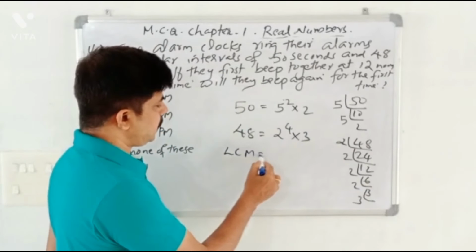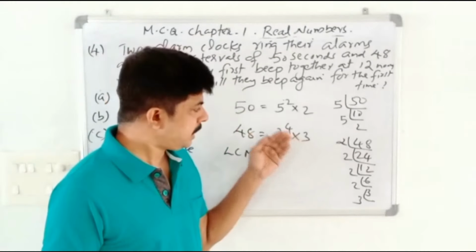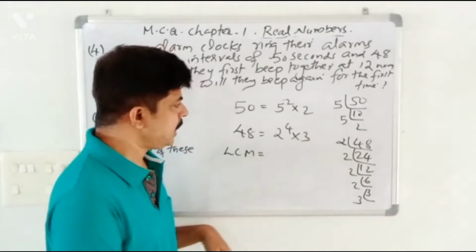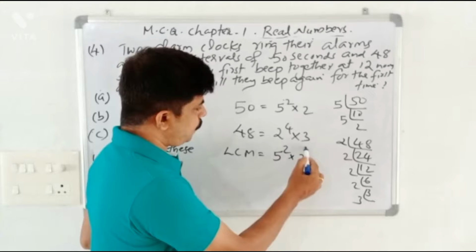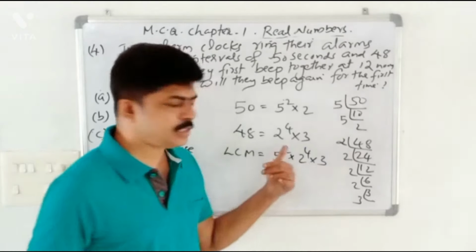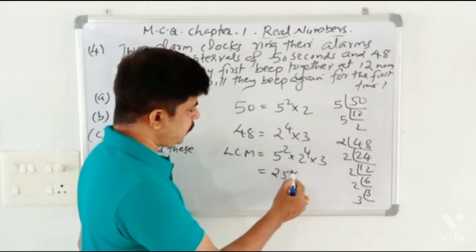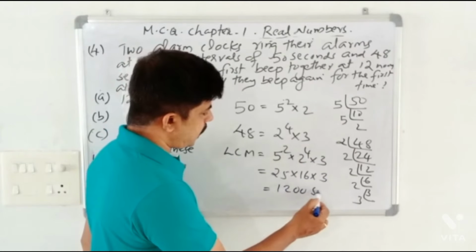Therefore, the LCM is equal to the greatest power of each prime factor. The greatest power of each prime factor is 5 squared, 2 raised to 4, and 3. Therefore, we get 25 into 16 into 3. The product is 1200 seconds.